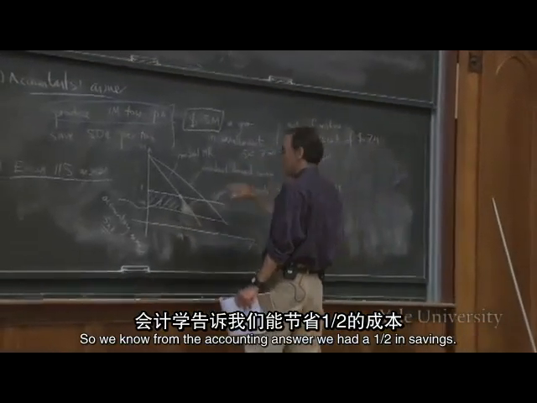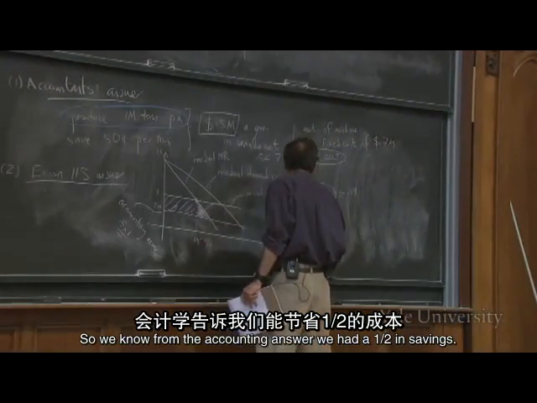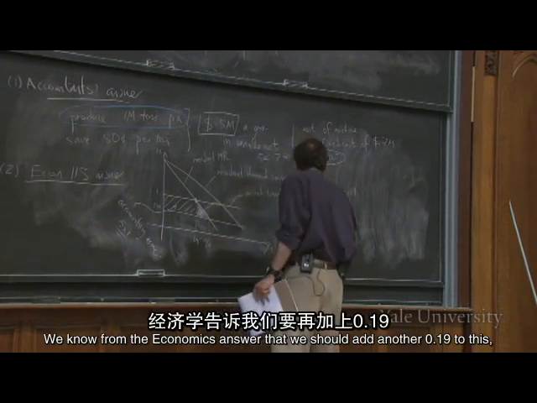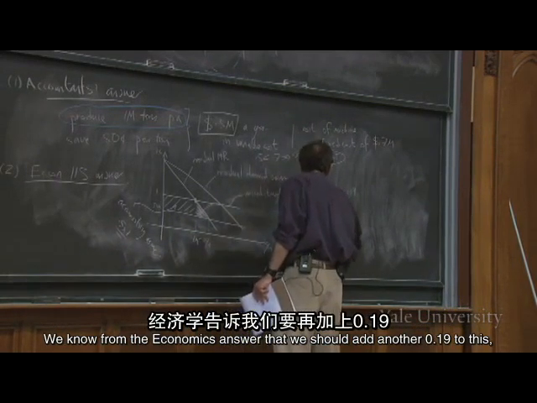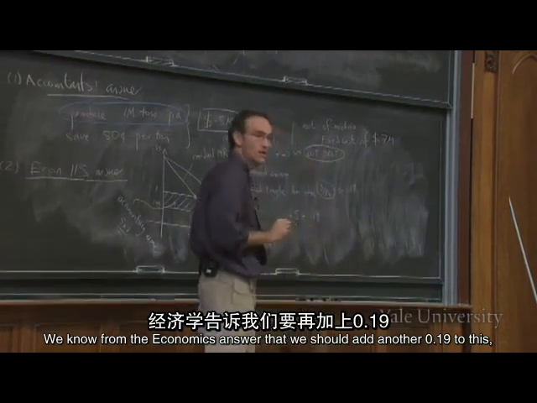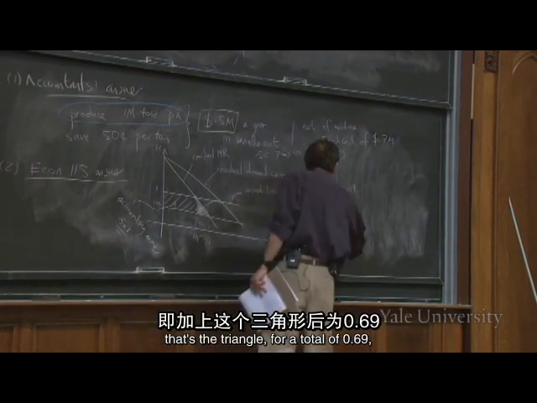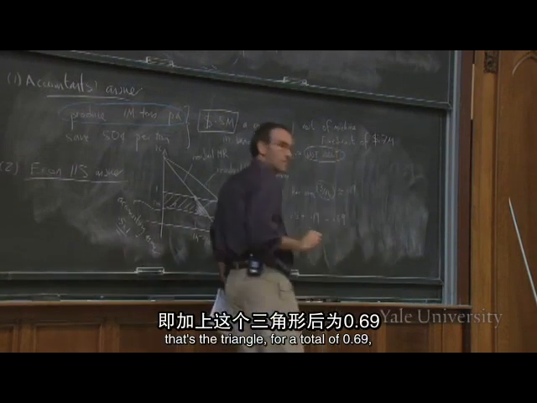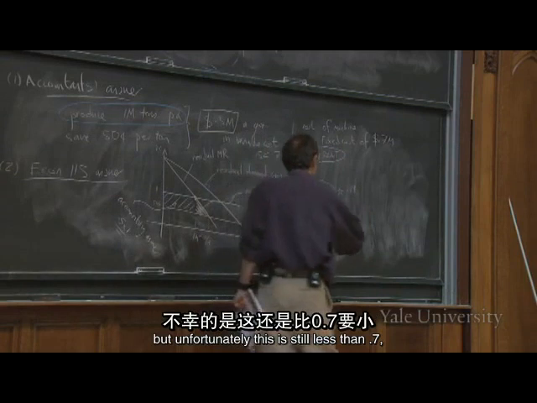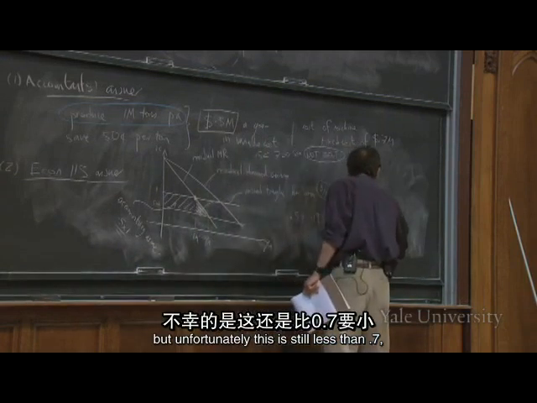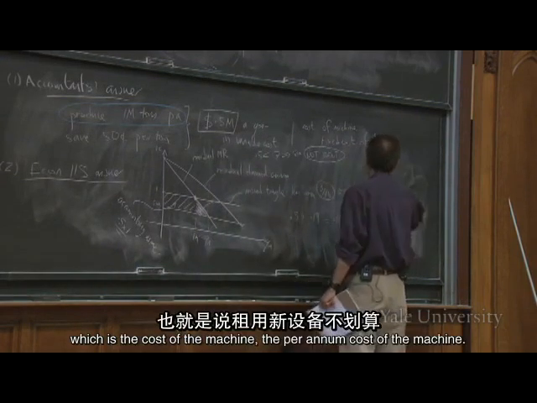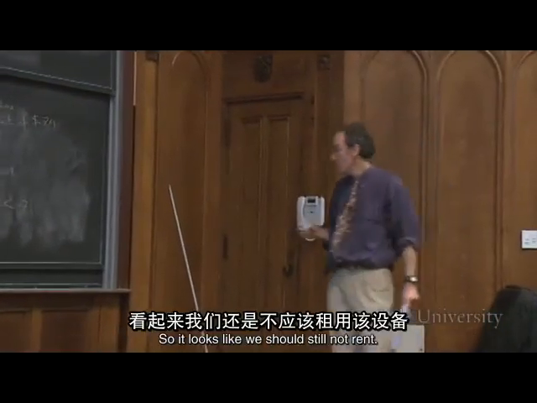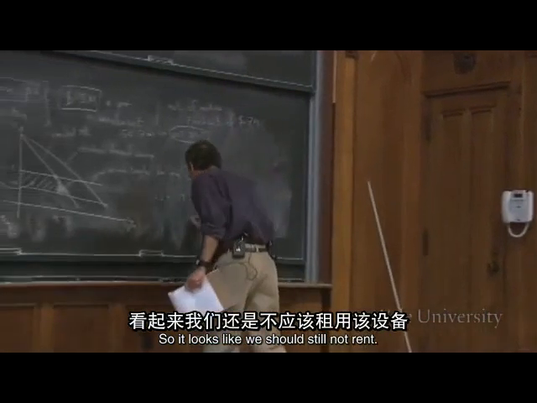All right, so how are we doing now? So we know from the accounting answer we had a half in savings. We know from the economics answer that we should add another 0.19 to this, that's the triangle, for a total of 0.69. But unfortunately, this is still less than 0.7, which is the per annum cost of the machine. So it looks like we should still not rent.